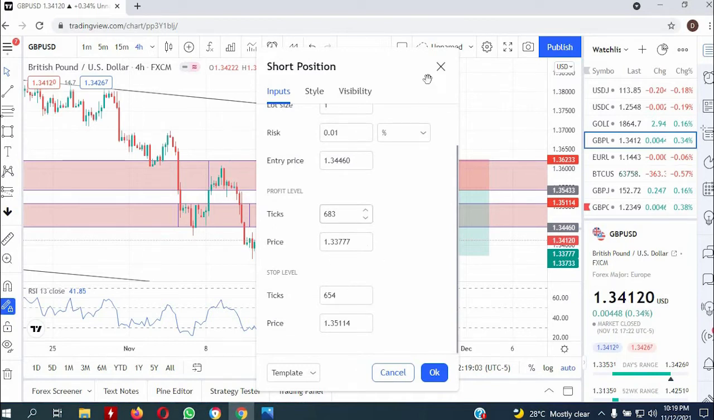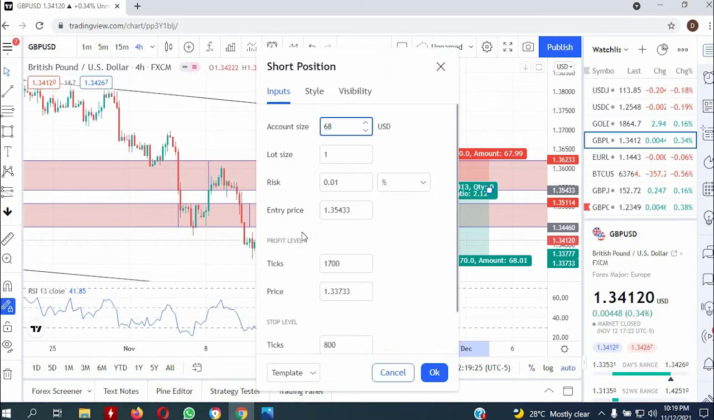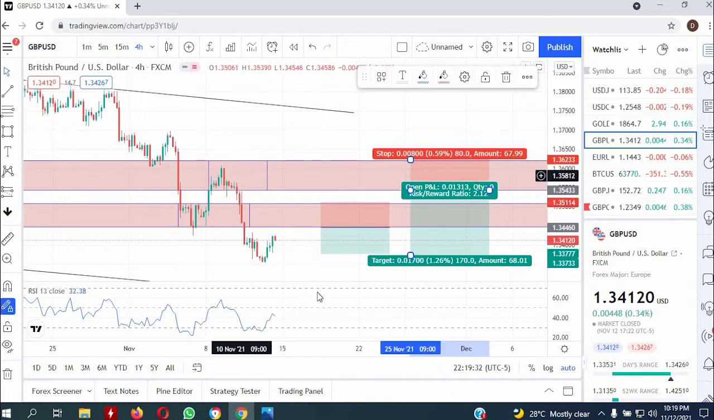So for this trade, you'll get approximately 683 pips. That's the target for this trade. You can profit at least 683 pips from this area to this area. However, from this area to this area right here, you can profit 1700 pips if the GBP USD comes into this area and pushes down. So that's it for the GBP USD.